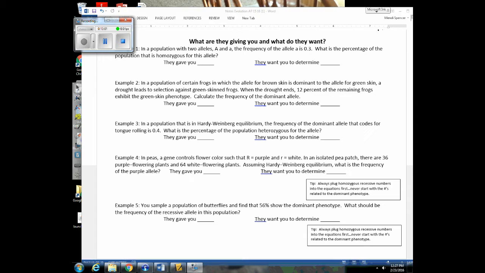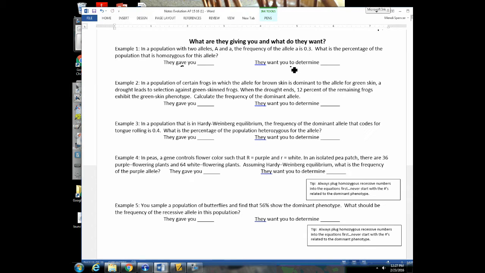Are they giving you P? Are they giving you Q? Are they giving you 2PQ? And then deciding what you're going to have to solve for. You're going to use that information to maybe solve for Q squared or P or Q. So let's do some practice reading through these problems and determining what they're giving you and what they want you to solve for or determine.